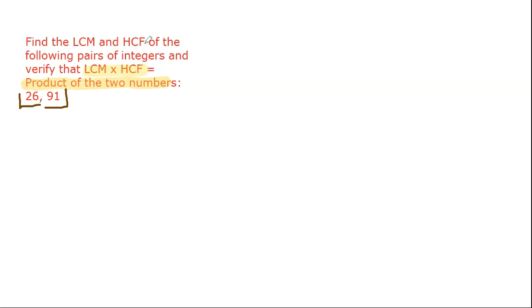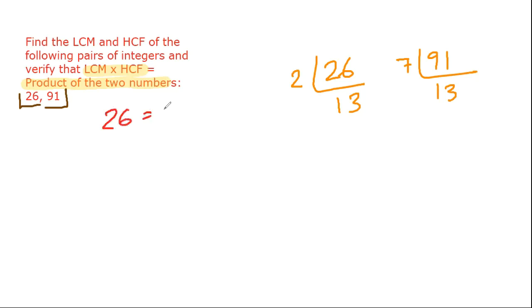For that, first of all, we want to find the LCM and HCF of both of these numbers. First of all we can use the prime factorization method, or the fundamental theorem of arithmetic. I am factorizing 26, I will get 2 times 13. And if I factorize 91, I will get 7 times 13. I can write the prime factorization of these two numbers as 26 is equal to 2 times 13 and 91 is equal to 7 times 13.